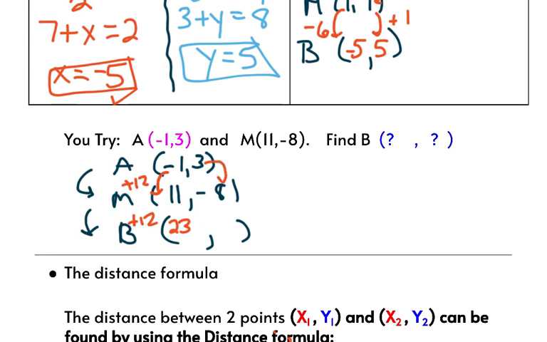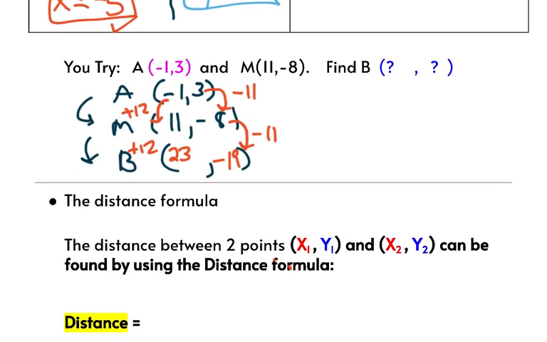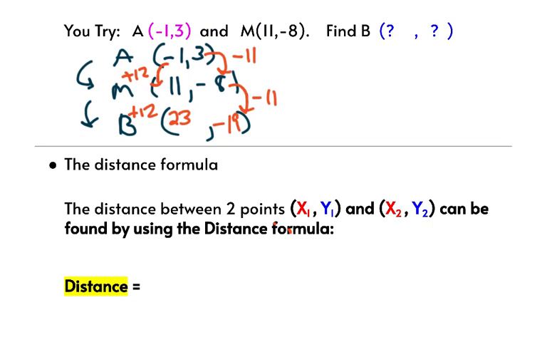I have to go down 11 stairs to get from 3 to negative 8. So to get to the other end, I have to go down 11 more for a negative 19. The other method would give you that same answer for the coordinates of point B. So that's it for our midpoint. Okay, it has a nice formula, easy to use, easy peasy, mac and cheesy.